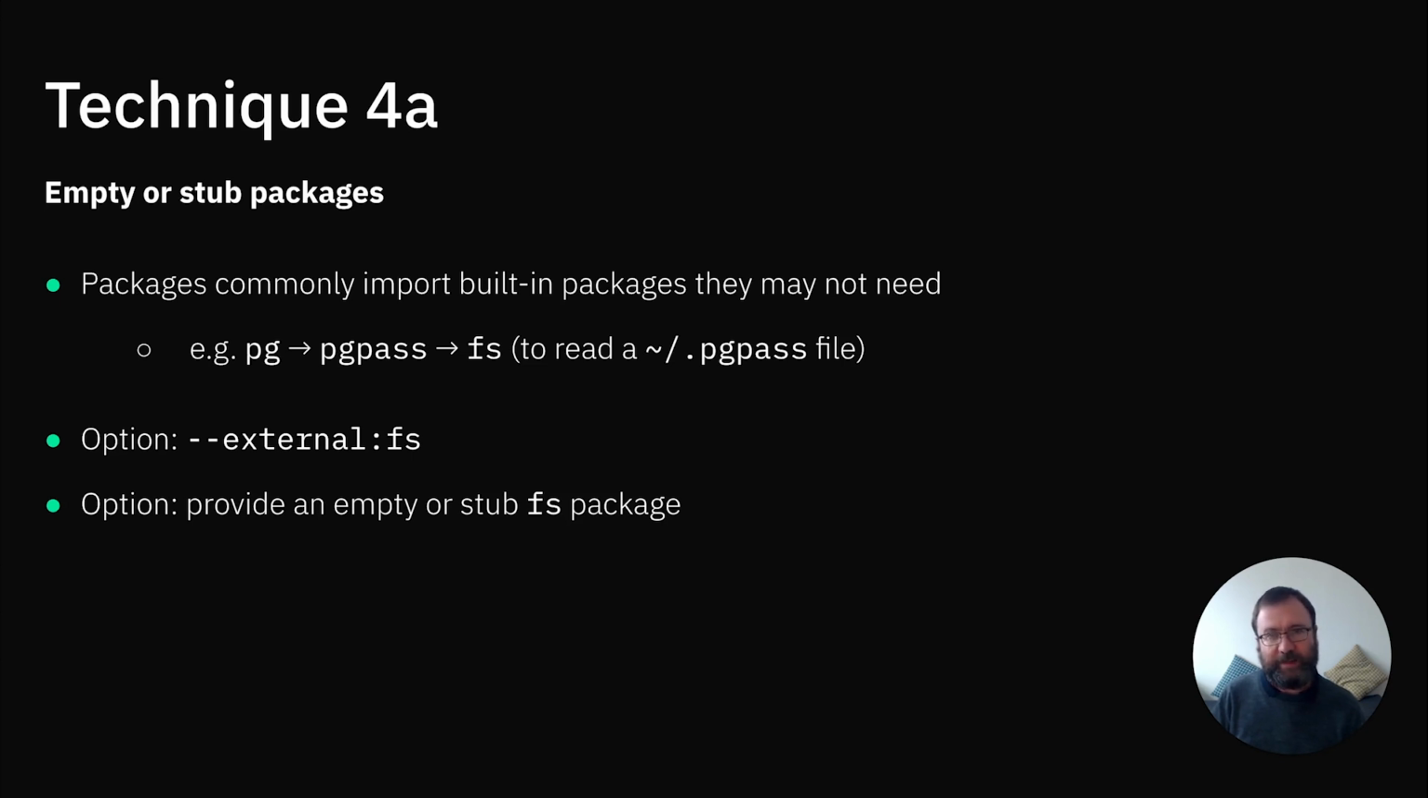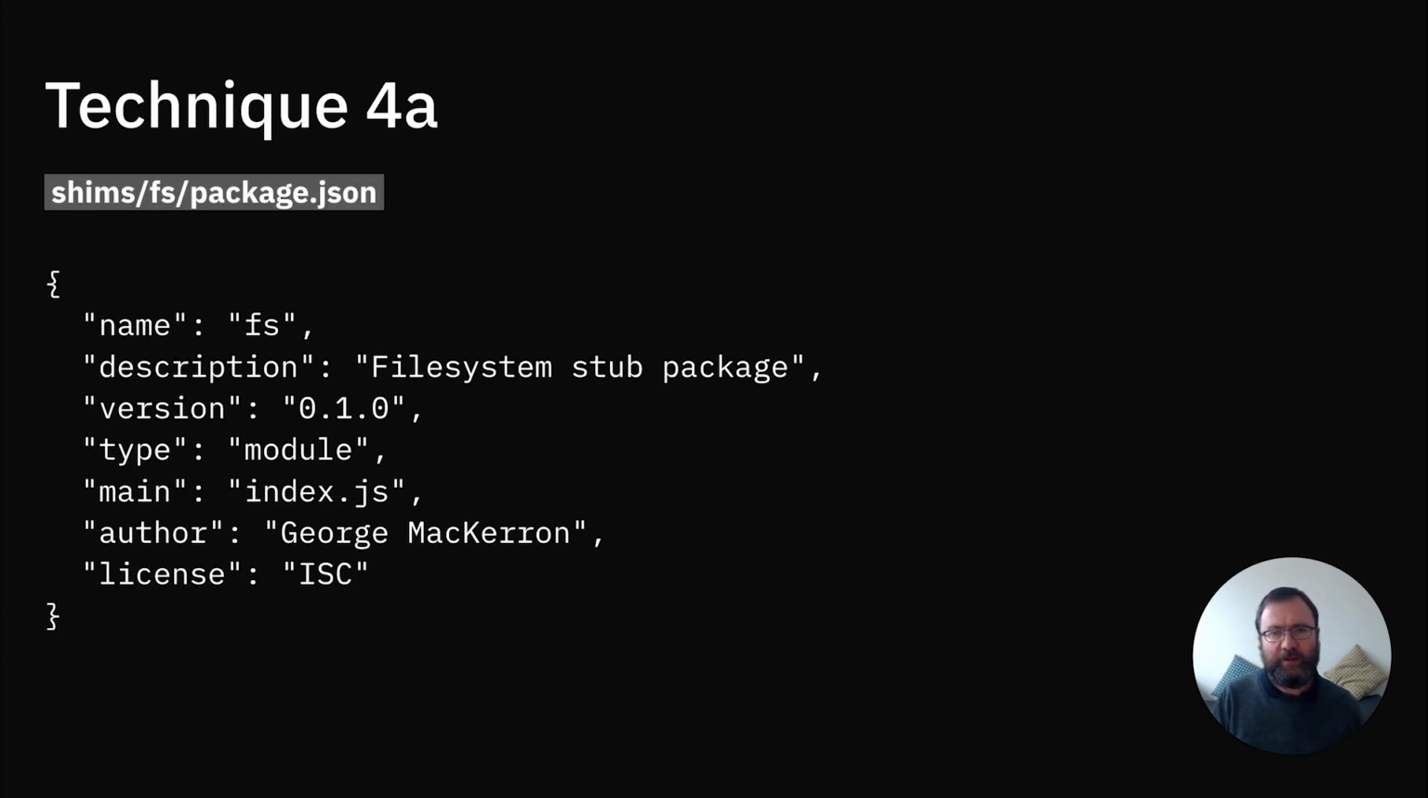And that package could be fully empty, or it could implement some stub functions that throw informative errors if we ever accidentally call them. So a stub package consists of a folder containing just a package.json file and a JavaScript file. For example, in our Neon database serverless package, you'll find a stub fs package in shims/fs. And our shims/fs package.json file inside that directory looks like this. The key things here are the name and the description. The name has to match the package that we're shimming, and the description may be helpful when people come to look at your code in future.